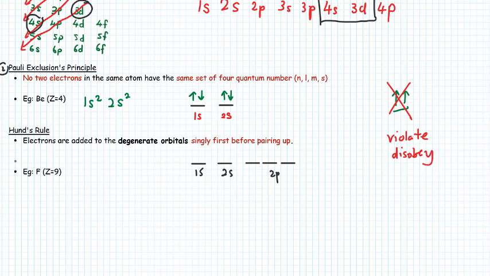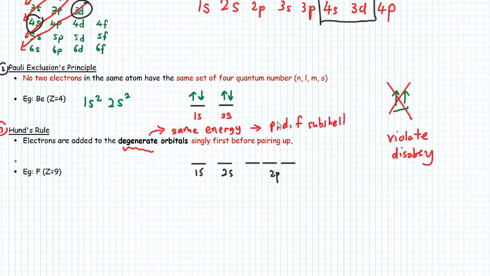Then the next rule we have over here is Hund's rule. Hund's rule says that electrons are added to the degenerate orbitals singly first before pairing up. I hope you still remember that degenerate means the orbitals which have the same energy. It normally refers to the p, d, or f subshells, when you have more than one orbital.